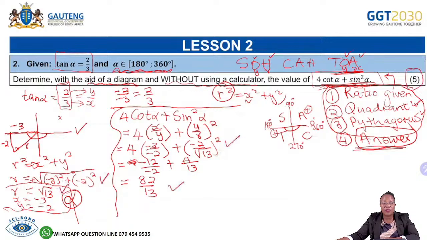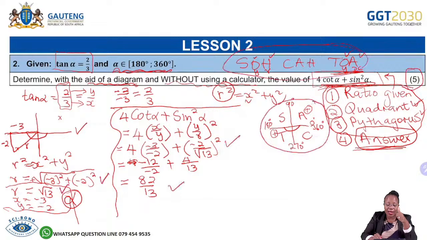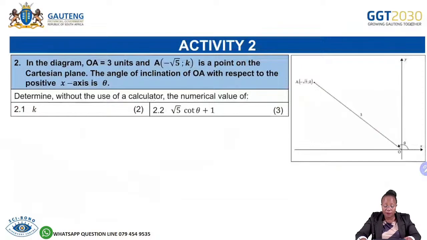Grade 12. Remember, the method is ratio, quadrant, Pythagoras, and then we can now start answering your question. You need your SOH CAH TOA, you need your CAST diagram, you need your Pythagoras to work with this type of questions. And then there is your activity, grade 12.